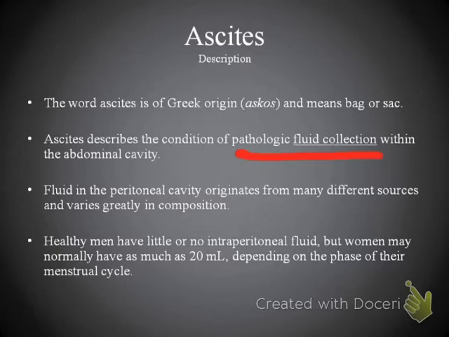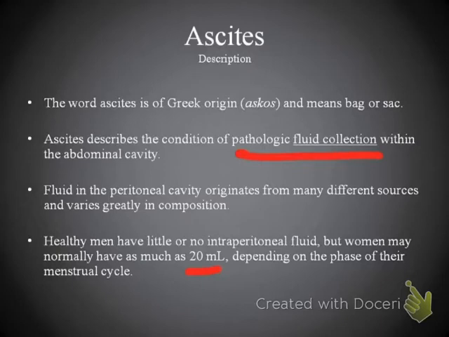denotes. Fluid in the peritoneal cavity originates from many different sources and varies greatly in composition. Healthy men have little or no intraperitoneal fluid, but women may normally have as much as 20 milliliters depending on the phase of their menstrual cycle. And so keep that in mind, that men should have no free fluid in the abdominal or pelvic cavity. However, women, depending on their phase of the menstrual cycle, can actually have as much as 20 milliliters of free fluid in the abdominal/pelvic cavity.